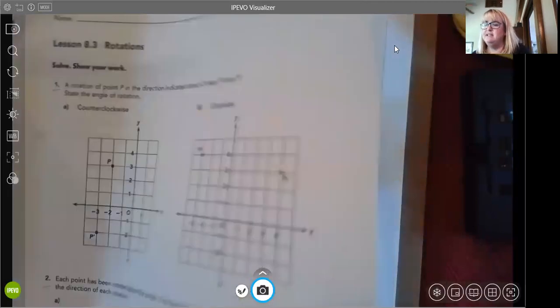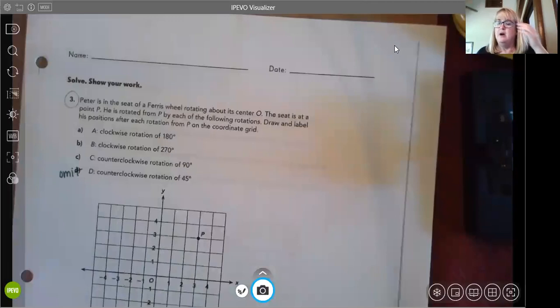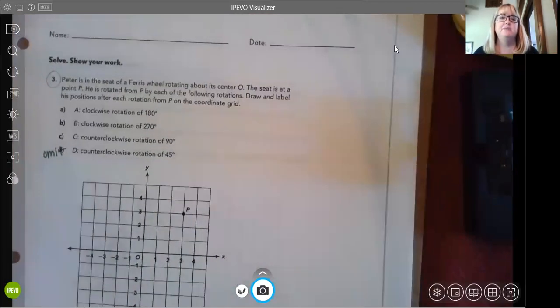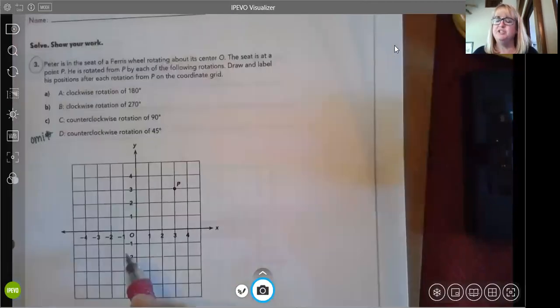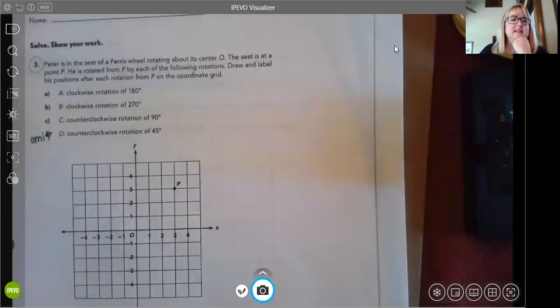I think that's fairly basic. Number 3, though, we're going to do together. It says Peter is in the seat of a Ferris wheel rotating about its center O. So O is the origin. It's rotating this way or this way. The seat is at point P. He is rotated from P by each of the following rotations. Draw and label his positions after each rotation from P on the coordinate grid.